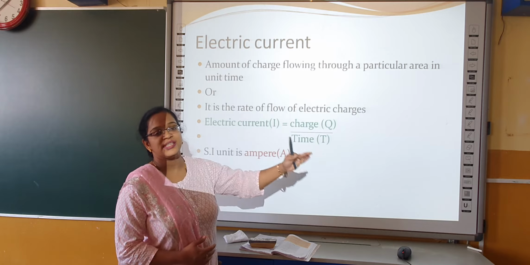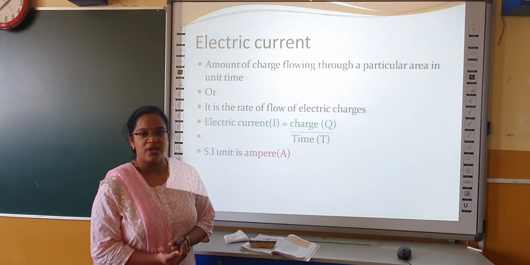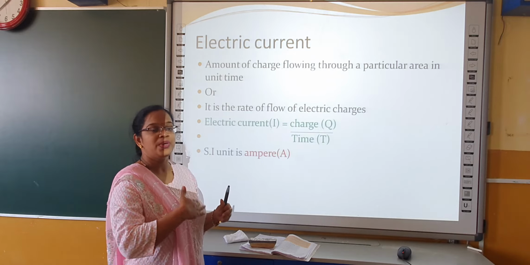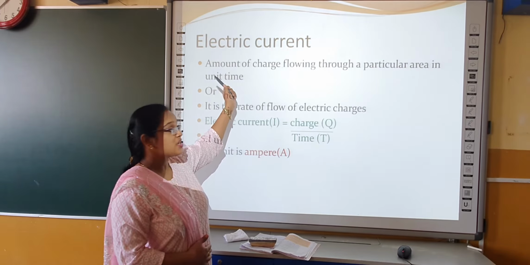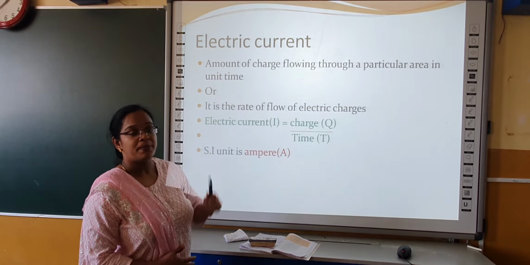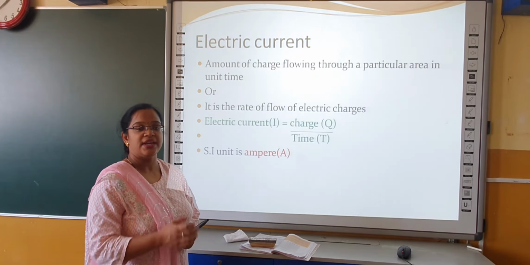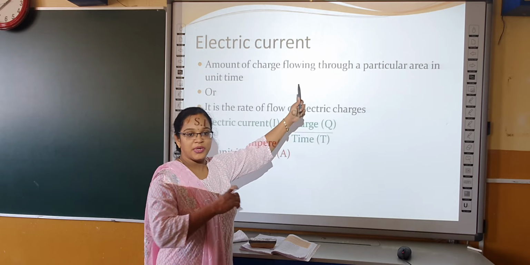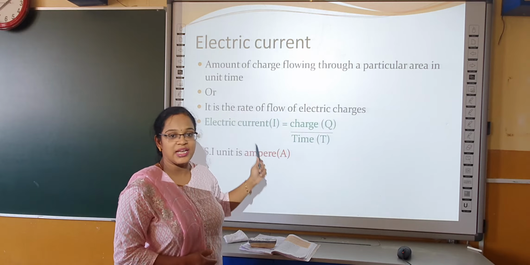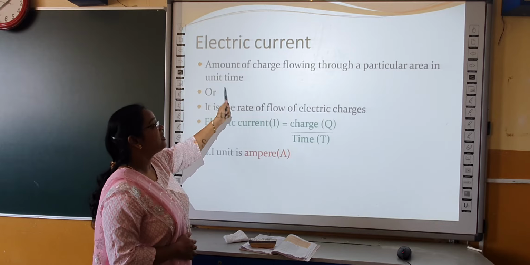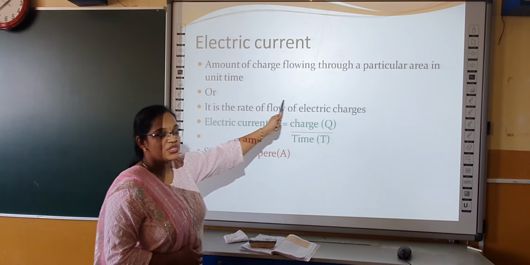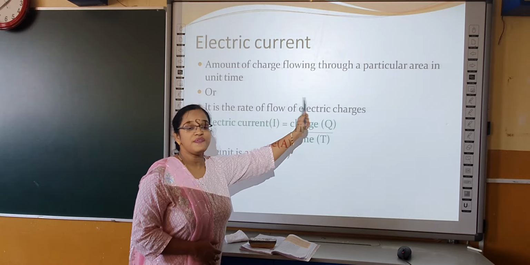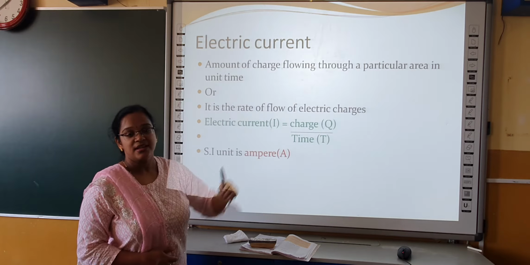The flow of electrons in a conductor, in a metallic wire, carries the charges. How much charge flows through a particular area in unit time in a conducting wire constitutes an electric current. This is the definition of electric current, or simply we can define it as the rate of flow of charges is called electric current.